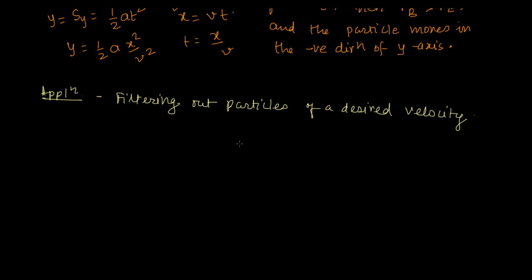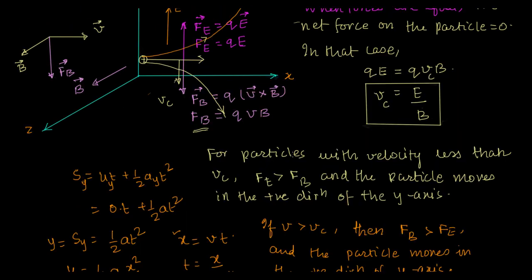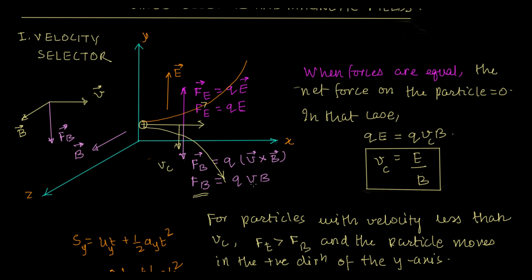So how do we know that the particle will go upwards or downwards? That's what I explained. If V is greater than VC, then it's QVB, and this becomes greater. So the electric force does not change with velocity. Now you have increased the velocity, so you have actually increased the magnetic force to pull it downwards.